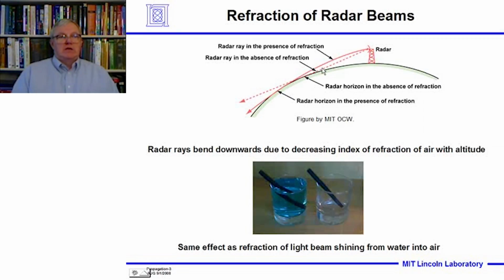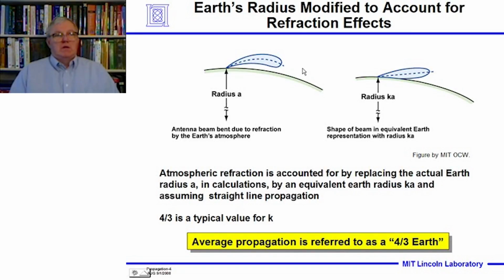Okay? If the index of refraction were constant with height, the beam would just move in a straight line. But since the index of refraction varies with height, the radar beam is bent and the radar horizon is extended further away. So the radar can see further away than it could if the index of refraction did not change with height. Now let's see what that means in terms of how we do calculations and things.